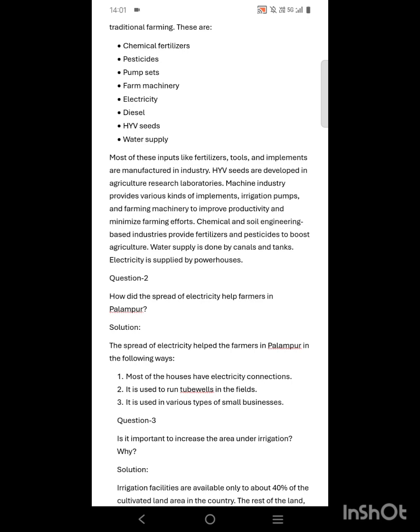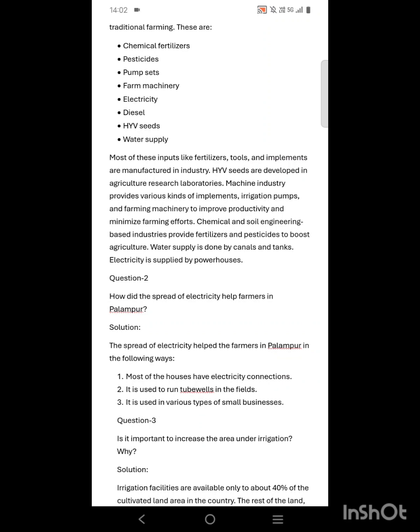Chemical and soil engineering based industries provide fertilizers and pesticides to boost agriculture. So chemical and soil engineering based industries also provide fertilizers and pesticides to boost agriculture. Water supply is done by canals and tanks. Yes, water supply is done by canals and tanks, and electricity is supplied by powerhouses.